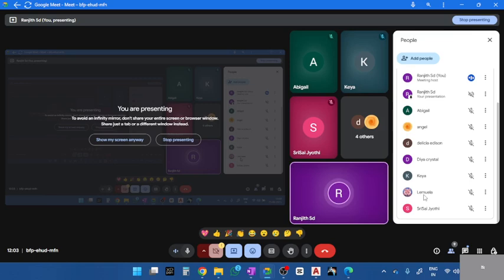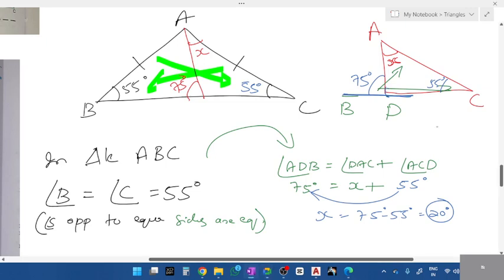Lemula log in at 12:30. Lemula class starts at 12:30. Is this clear? All of you understood?